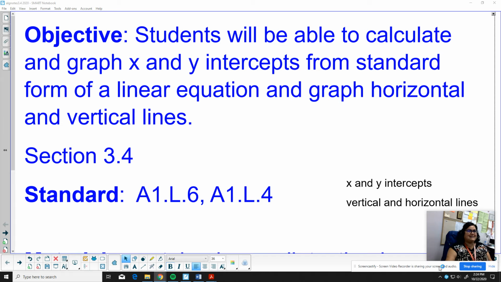Hi, it's Mrs. Tellas. We're going to do intercepts today, X and Y intercepts, learn how to calculate them and to graph them. We're going to talk about standard form just a little bit, and we're going to be graphing horizontal and vertical lines, and this is section 3.4.